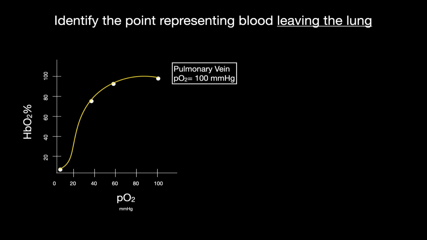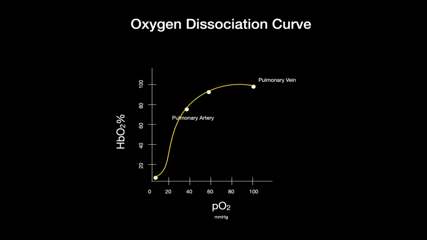So, a couple points. Here's one point where the blood is entering the lungs and the partial pressure of oxygen is about 40. Here's another point where blood is leaving the lungs and the partial pressure of oxygen is about 100 and 100% is saturated. So just to summarize, on this oxygen dissociation curve, or the oxyhemoglobin dissociation curve, we have this point up here, which is the pulmonary vein, where 100% of the hemoglobin is saturated. We have this point right here, where about 80% of the hemoglobin is saturated, and the partial pressure of oxygen is 40.